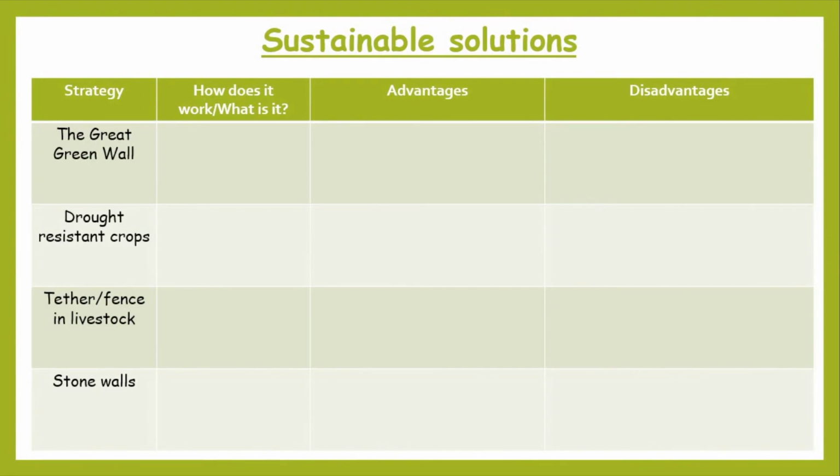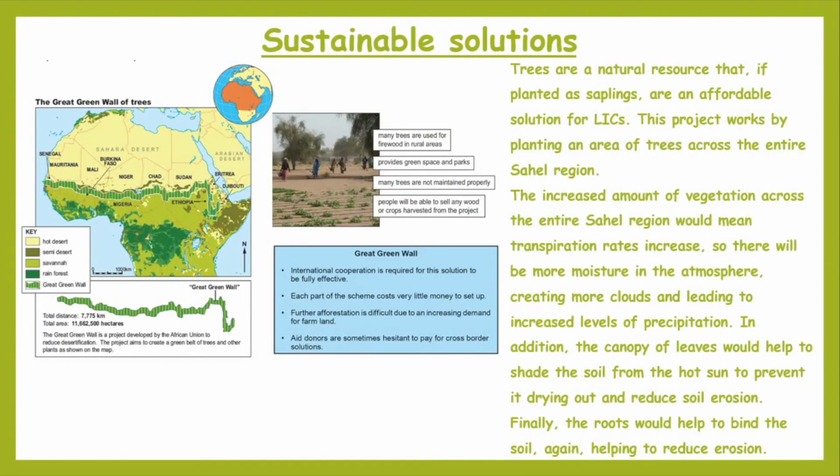Okay, so first up, the Great Green Wall. Now, I touched upon at the start the fact that the countries in the Sahel region don't politically really see eye to eye. And when you've got a large-scale project like this, that's going to be a problem. The idea with the Great Green Wall, it runs 7,775 kilometres from west to east across the entire Sahel region, covering an entire area of nearly 12 million hectares.